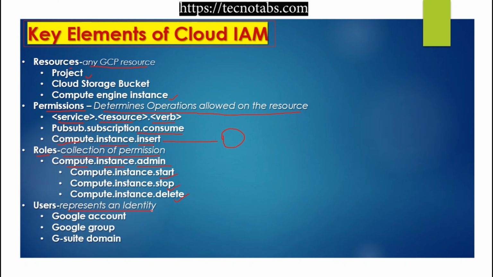These are the people or the members of the team, the DevOps team or the developer team, that represent the identity. It can be in the form of a Google account or Google group or G Suite domain and so on. Okay, so it's very important for us to understand the difference between all these four key components, that is resource, permissions, roles and users. When we see it, we should be able to determine what is what. So you can spend some time understanding all these key components.